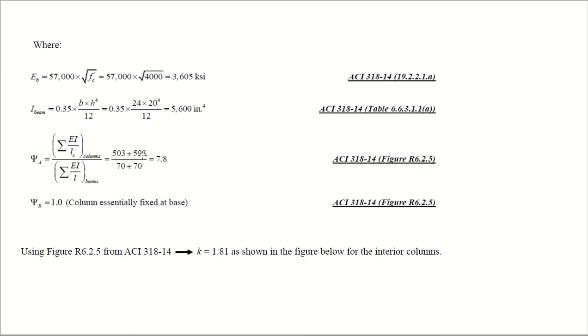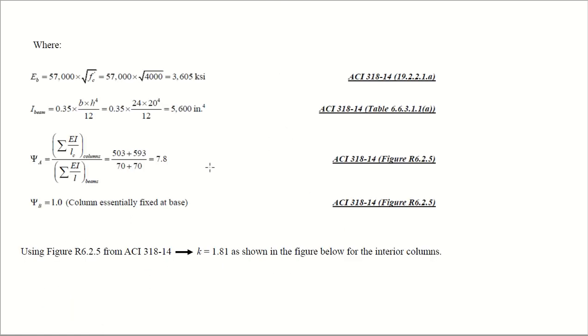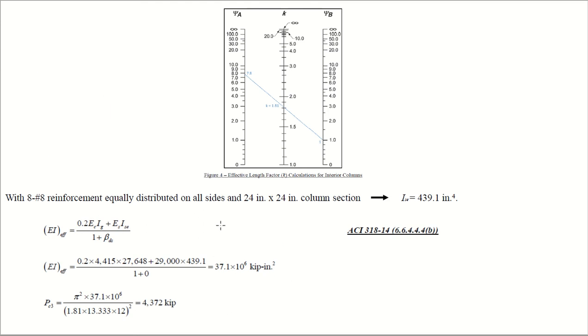See the values of columns, two columns, and two beams. So this is for the two beams framing into the column in the direction of analysis. Using these values, 1 and 7.8, see this is 7.8, this is 1, just join them and you will get K of 1.81. This is for the interior column.